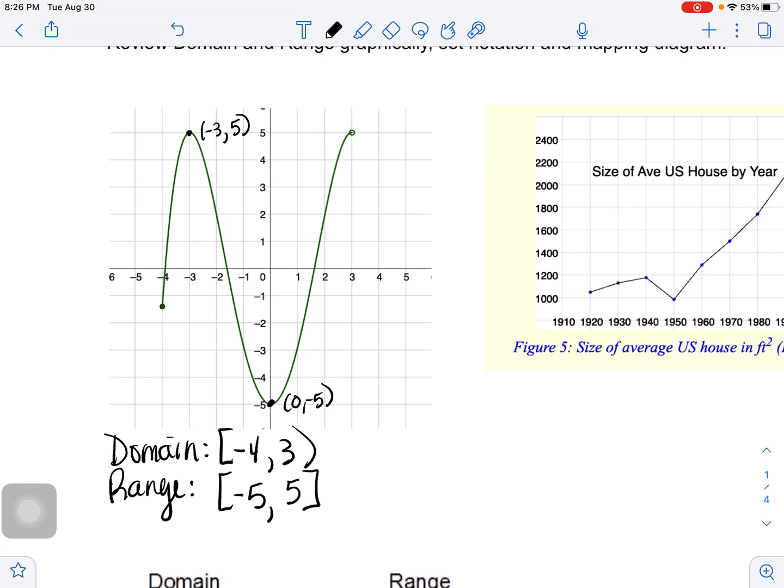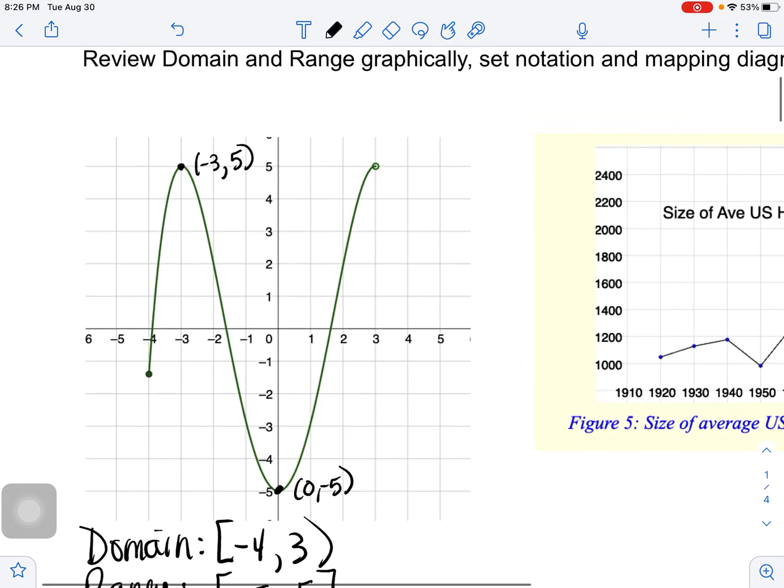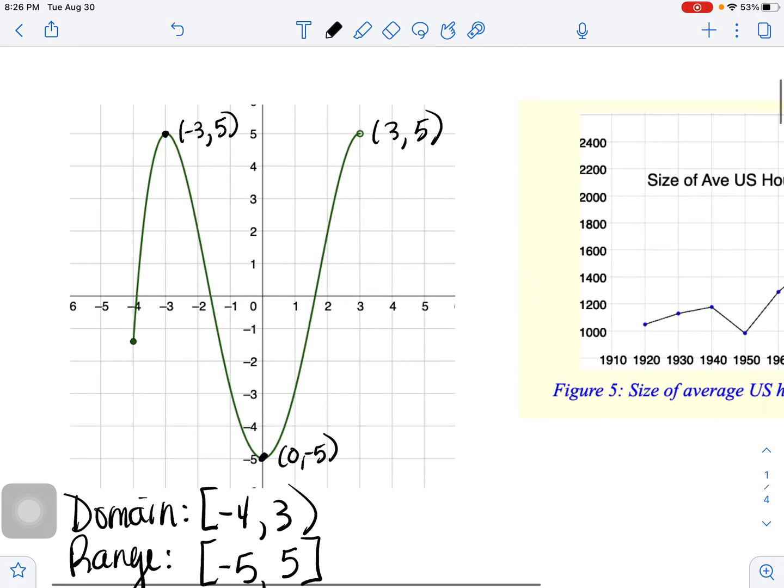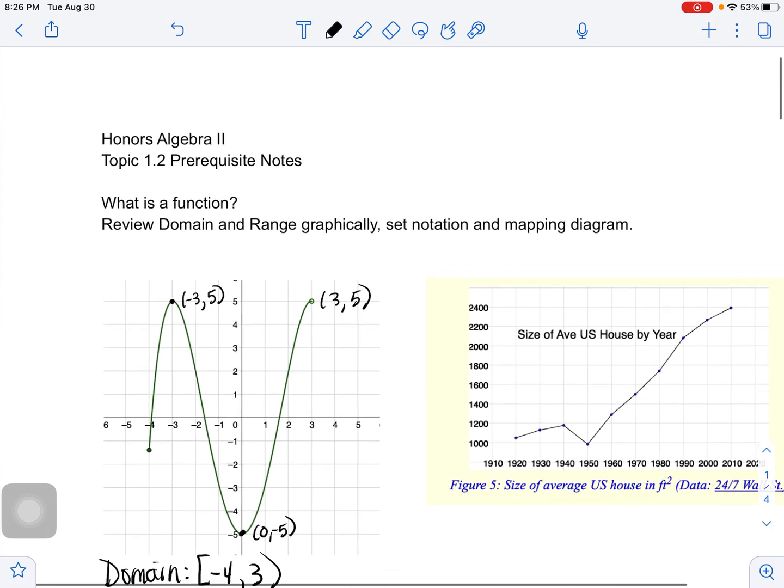Now you might think don't include it because there's an open circle, but there's also a closed circle. So there's an open circle at 3,5, but there's a closed circle at -3,5. So 5 is actually a value in the range.